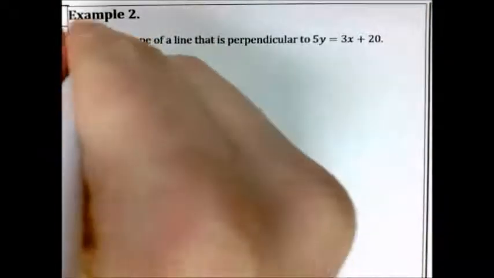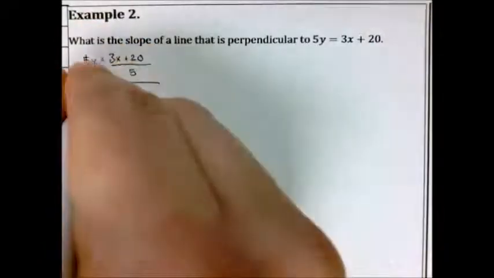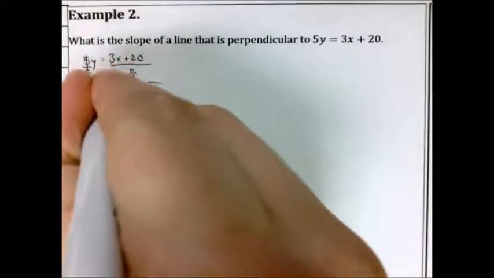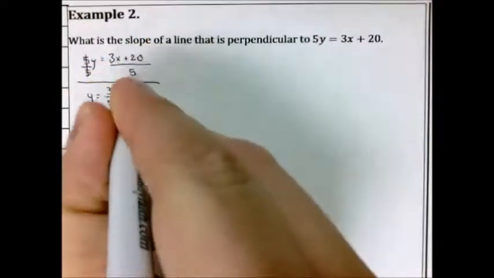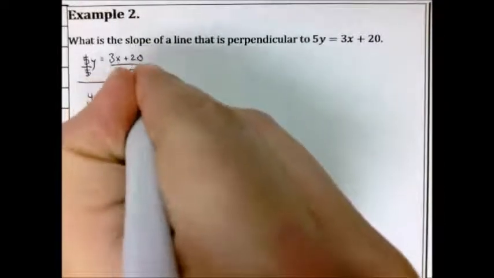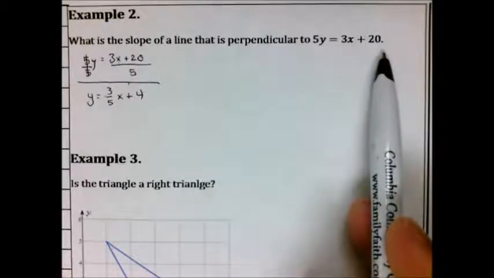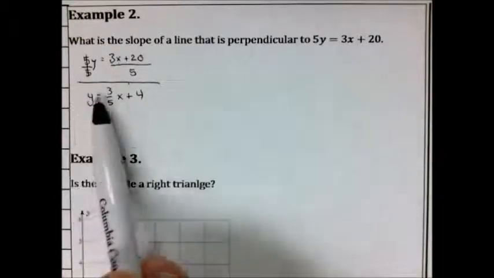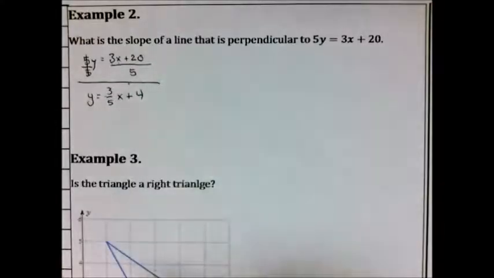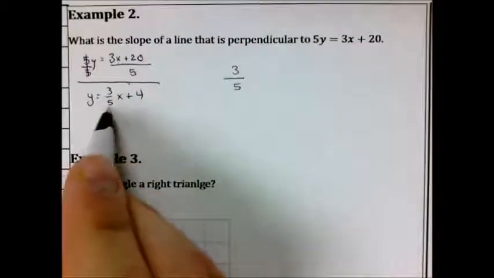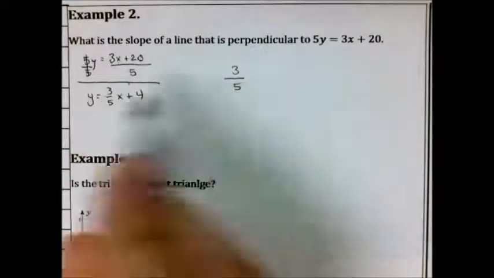Because we see 5 divided by 5, they cancel each other out, and we're left with just y is equal to 3x divided by 5, which is just 3/5 x, and 20 divided by 5 is actually 4. And so the equation that is equivalent to 5y equals 3x plus 20 written in slope-intercept form is y equals 3/5 x plus 4. All right. Now we want to know what is the slope of a line that is perpendicular to that. That means we have to find the opposite reciprocal. So the slope of this line, remember, is m, so it's 3/5. That's the slope of that line.